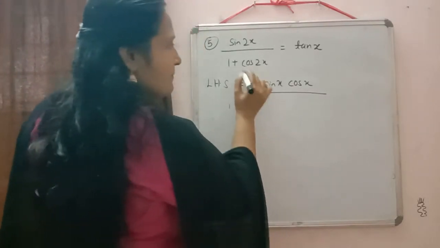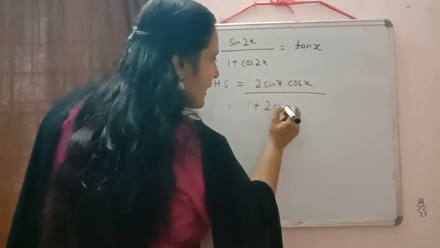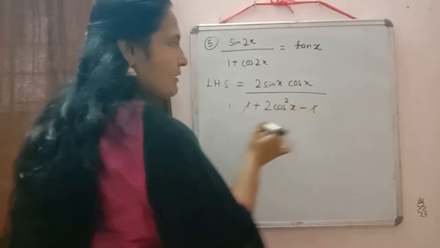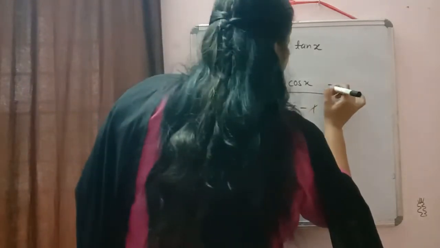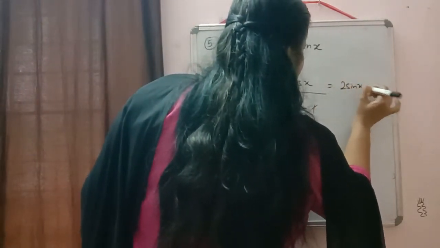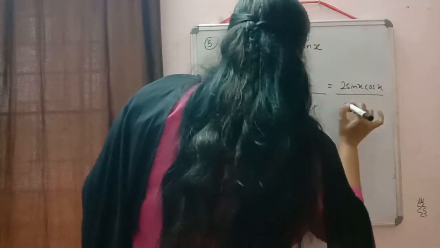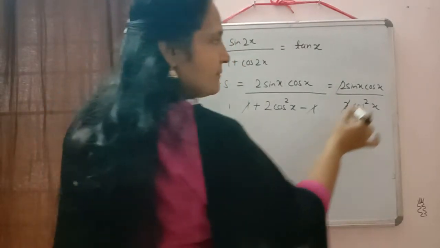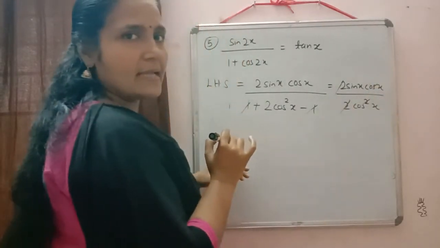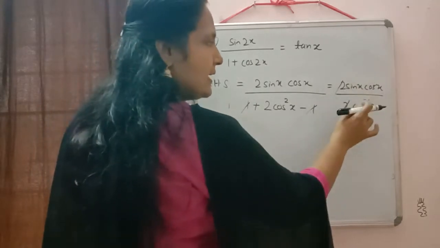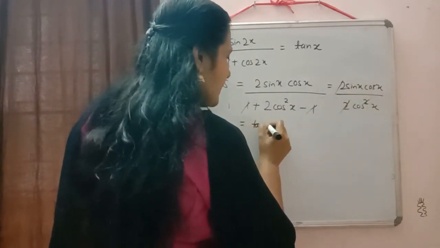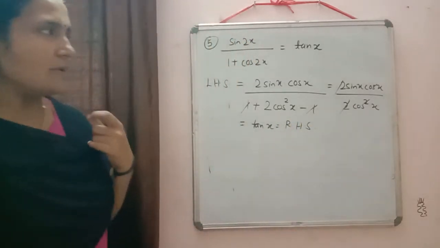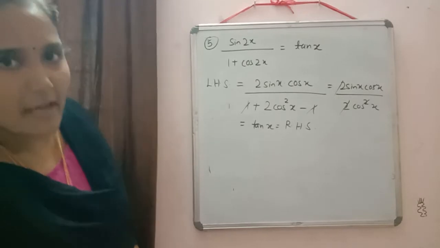So 1 plus, in place of cos 2x, what we will write? 2 cos square x minus 1. So here 1 and 1 will get cancelled. Remaining what we have? 2 sin x into cos x by 2 cos square x. Then 2 and 2 will get cancelled. One cos x and cos x will get cancelled. Remaining what will come? Sin x by cos x. And sin x by cos x is tan x, which is equal to our right hand side. So in this way you think there which formula we have to use.